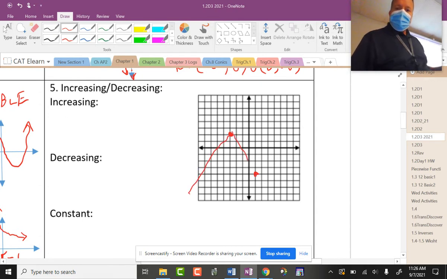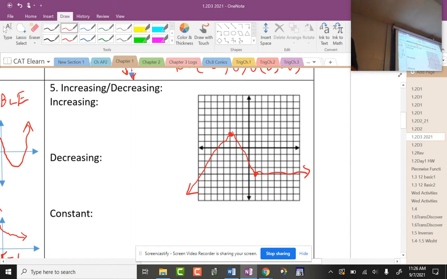And then this. And then this. Oop, that didn't go. Sabotaged by the computer here.